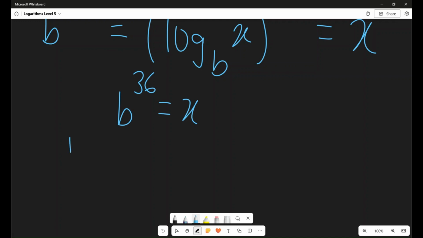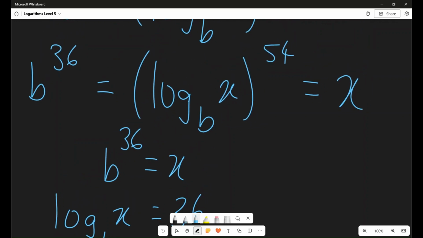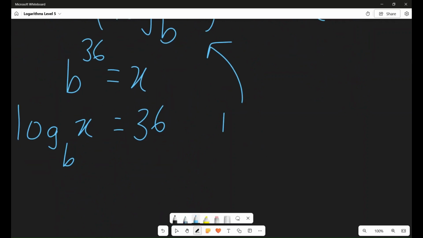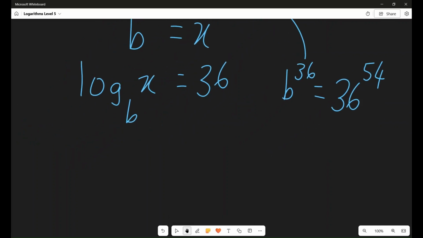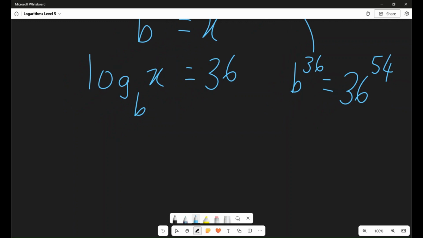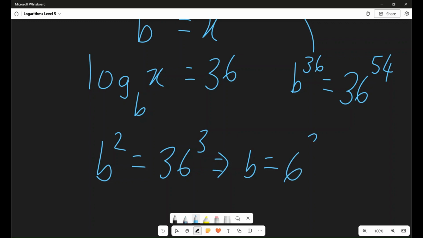So what does that mean? That just means that log base b of x is equal to 36. And now we can actually plug that back into this equation, and we get b to the 36 is equal to 36 to the power of 54. And then if we take both sides to the 18th root, we get b squared is equal to 36 cubed, and b is equal to 6 cubed, which is 216.